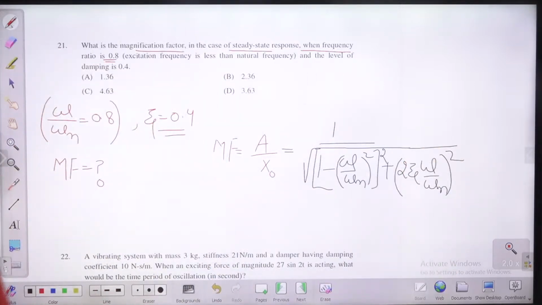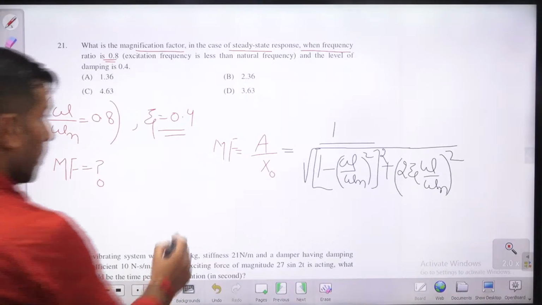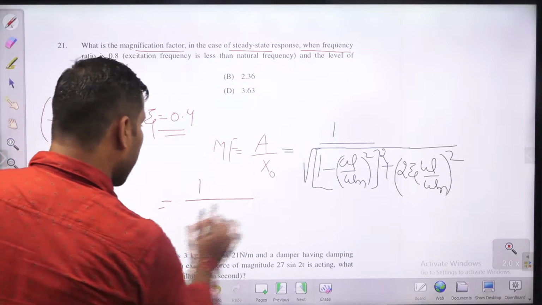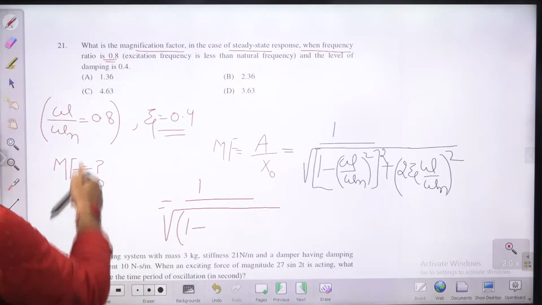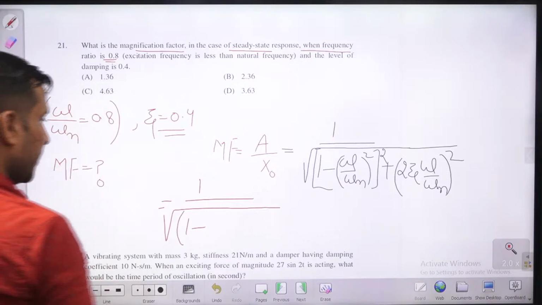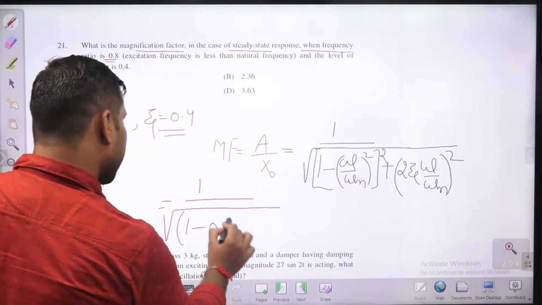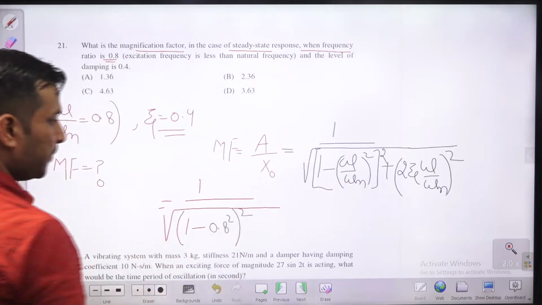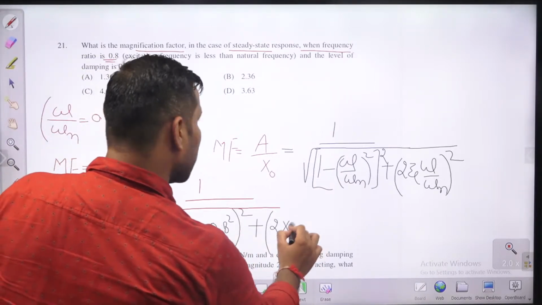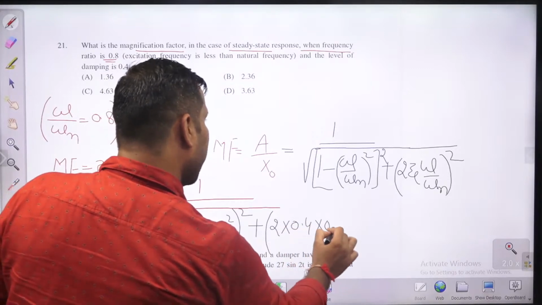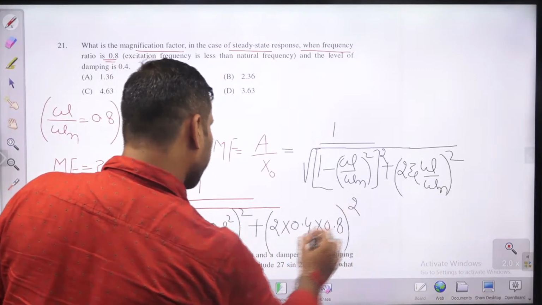So this is the magnification factor, guys, we are having. Now you need to put all the values here. 1 by under root 1 minus, how much is this ratio, guys? Omega by omega n, this is 0.8. So this is 0.8 square whole square plus 2 into how much is zeta? Zeta is 0.4 into 0.8 whole square.